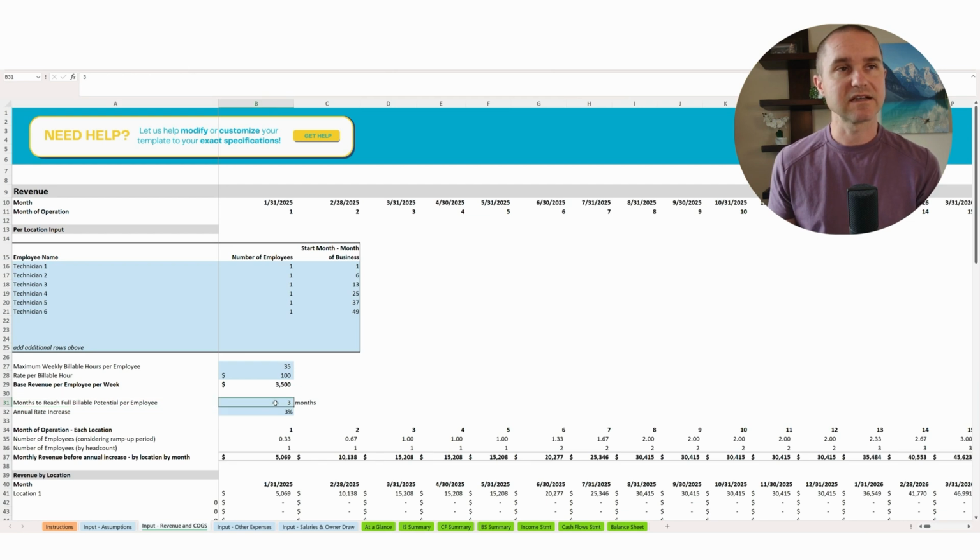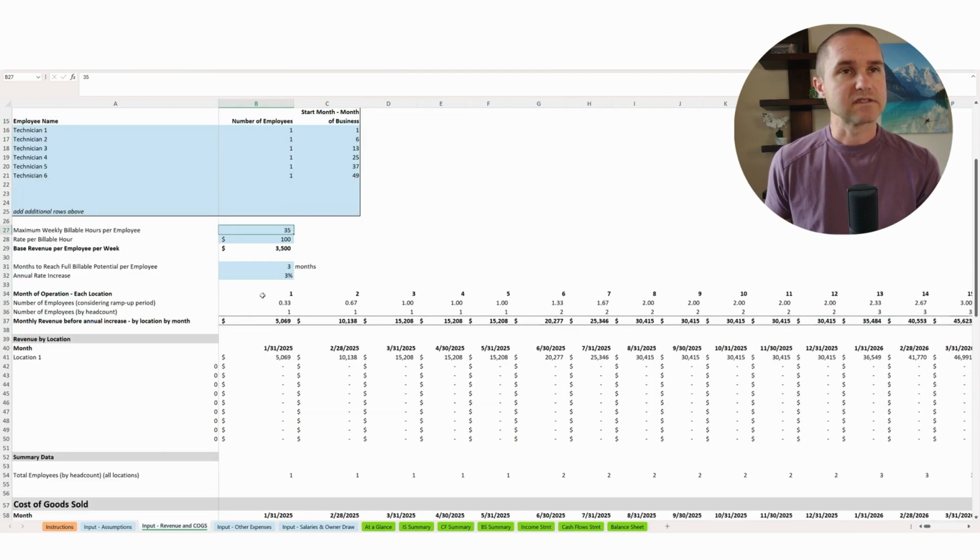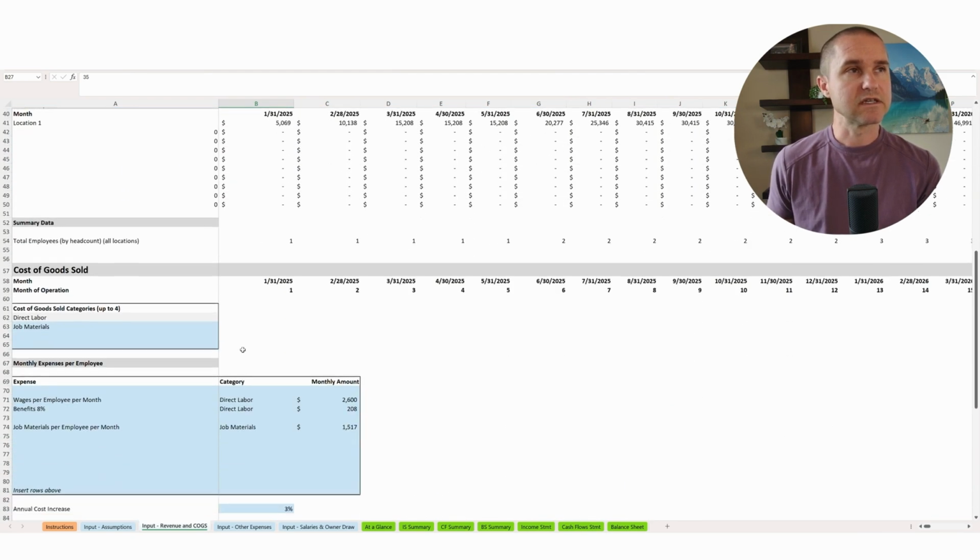So we're saying, hey, it's going to take a little time. Once we hire this person in month one, we expect it to take 3 months for them to get up to capacity, and capacity is the 35, whatever number you put in here. So it's going to take 3 months to get up to 35 hours a week billable time. All right, so the rest of this is just calculations here.